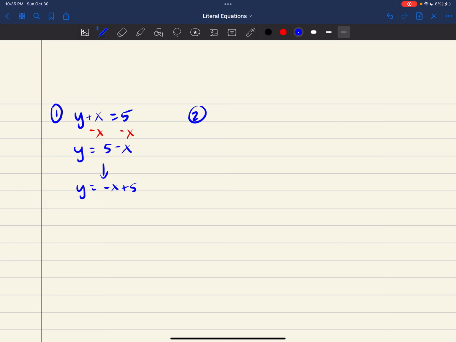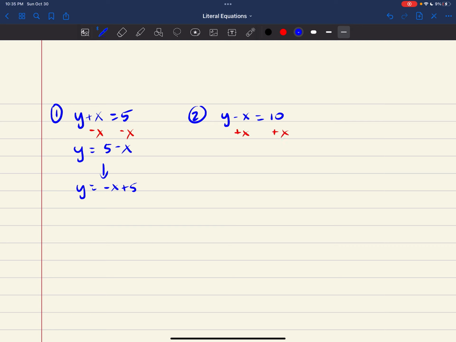Let's do y minus x equals 10. So it's the same thing as before, essentially. My goal here is to get y by itself. This minus x is in the way. Since this is a minus x, the inverse is positive x. The opposite of negative x is positive x. So I'm going to add x on both sides.